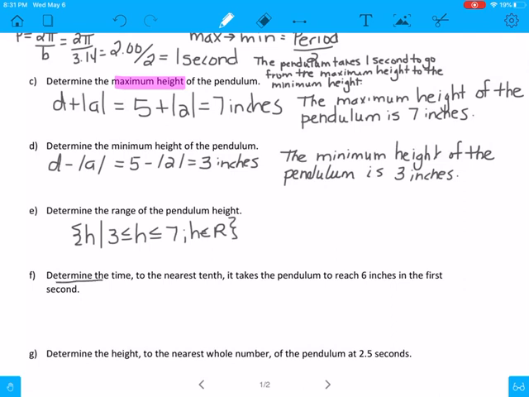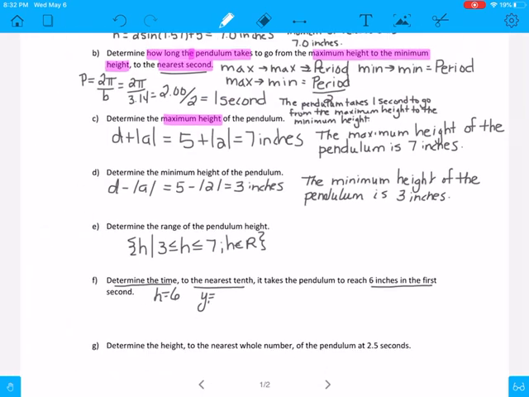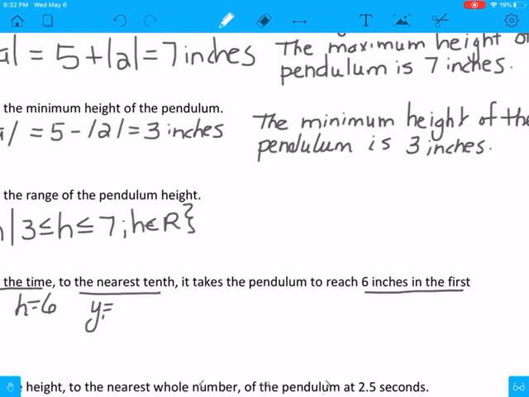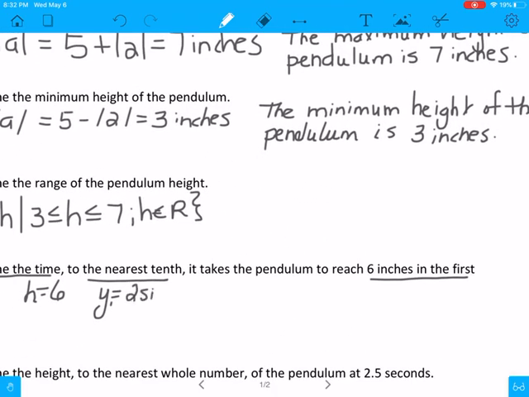Now we need to determine the time to the nearest tenth it takes the pendulum to reach 6 inches. So they gave us h. When they give us y, we have to do a two-step thing. Our y1 is the equation from the top: 2 sine of 3.14t plus 1.57, plus 5. And then our y2 is the height they gave us, which is 6.